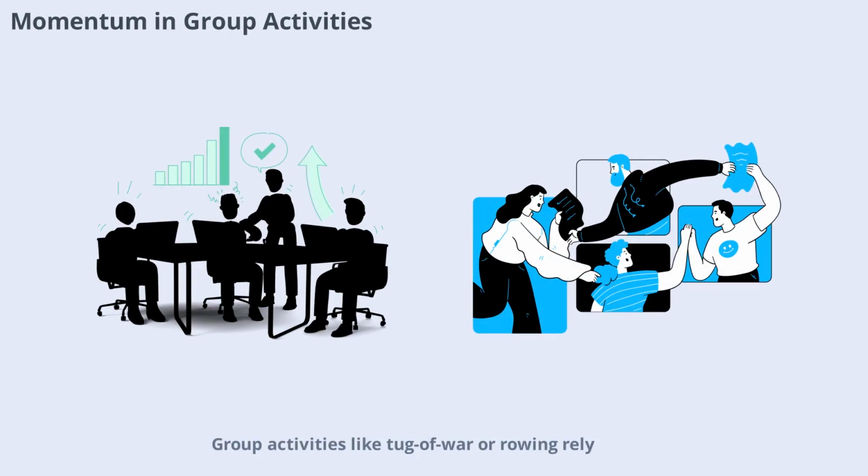Group activities like tug-of-war or rowing rely on the combined momentum of all participants. Teams coordinate their efforts to maximize momentum and achieve their goals. This teamwork demonstrates how momentum can be harnessed collectively.